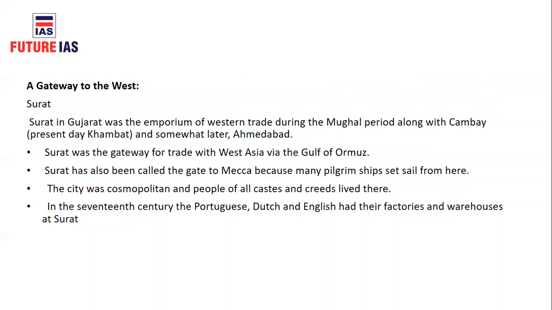All right. There are a few places which were also known as gateways to the West, for example Surat, which is located in Gujarat. Surat was the most important trading spot to trade with some of the Middle East countries. Western trade during the Mughal period used to happen through Cambay, or the Gulf of Khambat, and it later shifted to Ahmedabad. That is why Surat is also known as the gateway to West Asia and the Gulf of Hormuz.